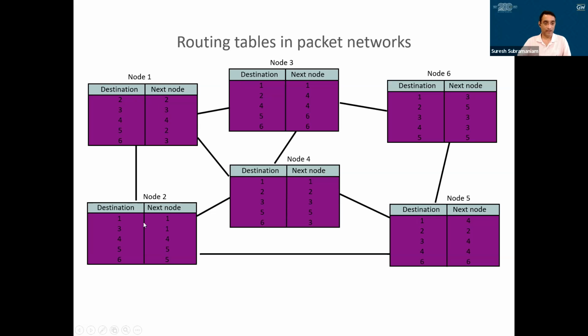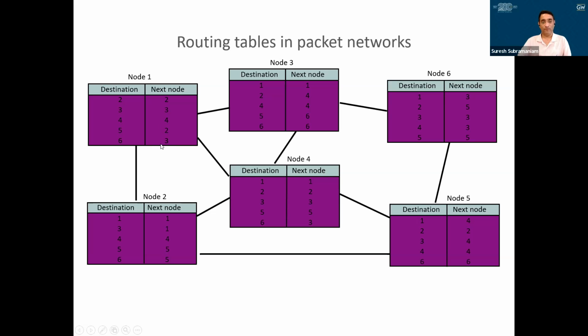So here is node 1. It's directly connected to nodes 2, 3, and 4. Okay, it is not directly connected to nodes 5 and 6. So for nodes 5 and 6, you have to go through intermediate nodes, right? So if the destination is 2, 3, or 4, then the next node is obviously 2, 3, or 4. That's the next node that you need to send the packet to. But if the destination is 5, node 1 is not connected to node 5, right? So you have to send it to one of the adjacent nodes, one of the neighboring nodes. There are 3 nodes here, 2, 3, and 4.